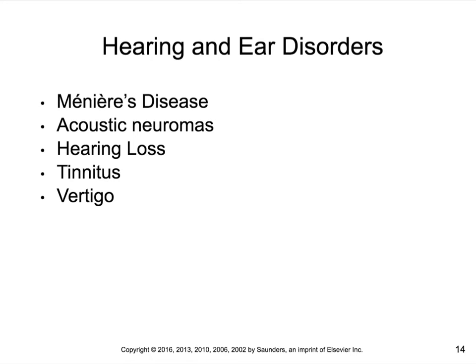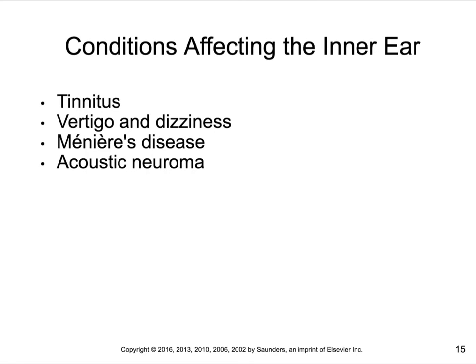And this is just a list of some specific hearing and ear disorders that we're going to talk about for Module 12. They're conditions that affect the inner ear: tinnitus, vertigo, Meniere's disease, and acoustic neuroma. And we'll talk about these and more focused in the next few slides.